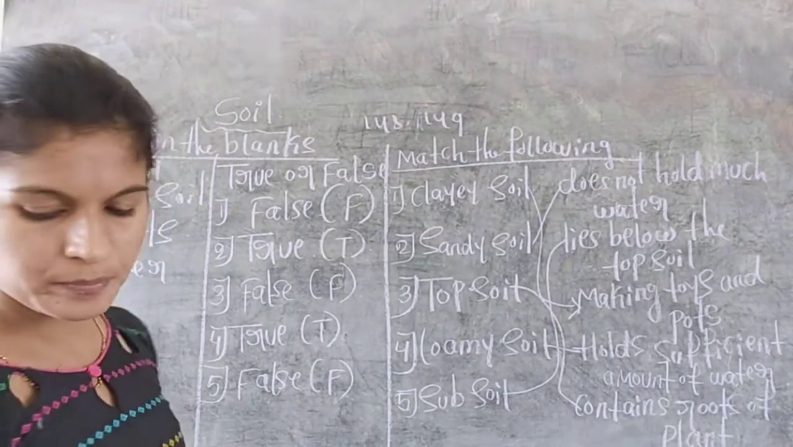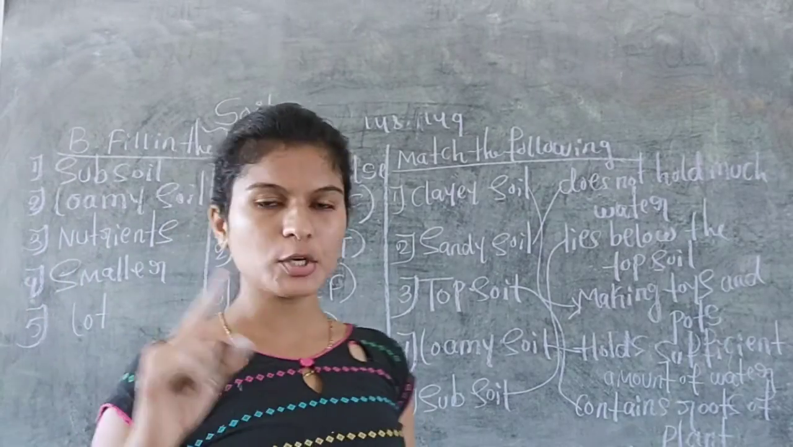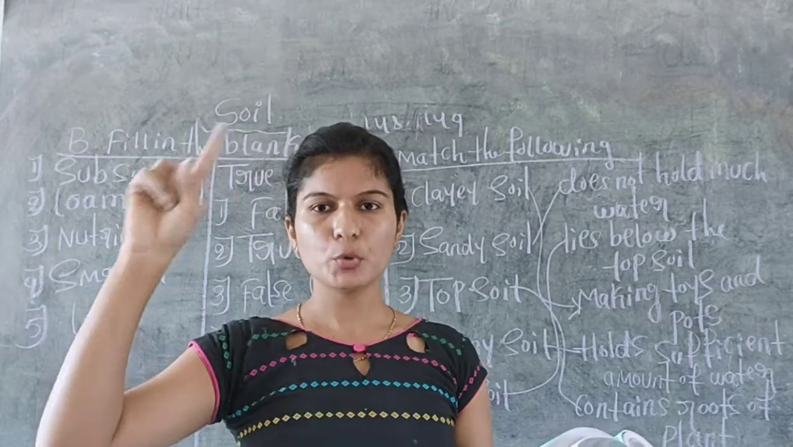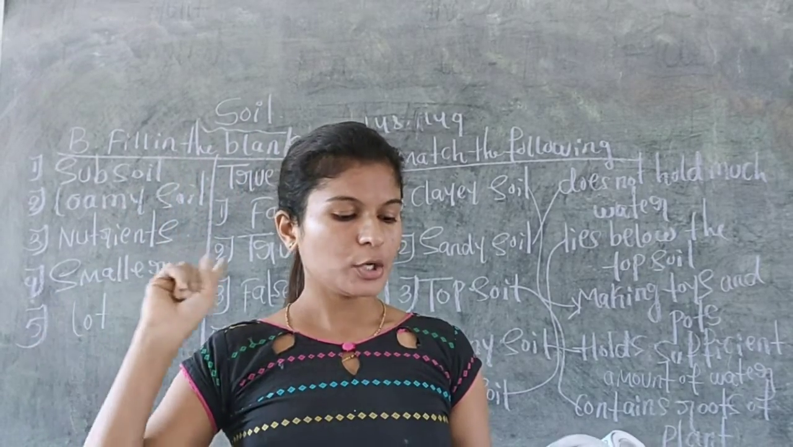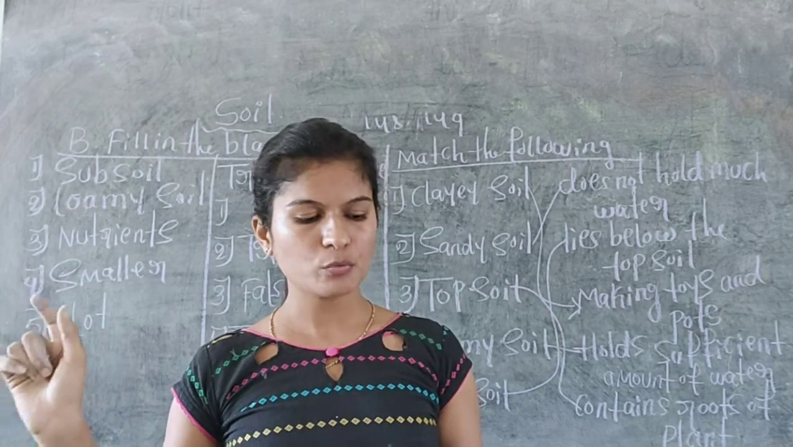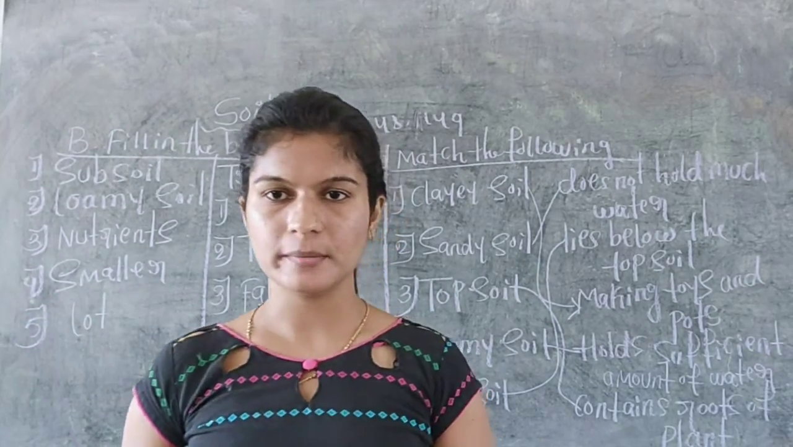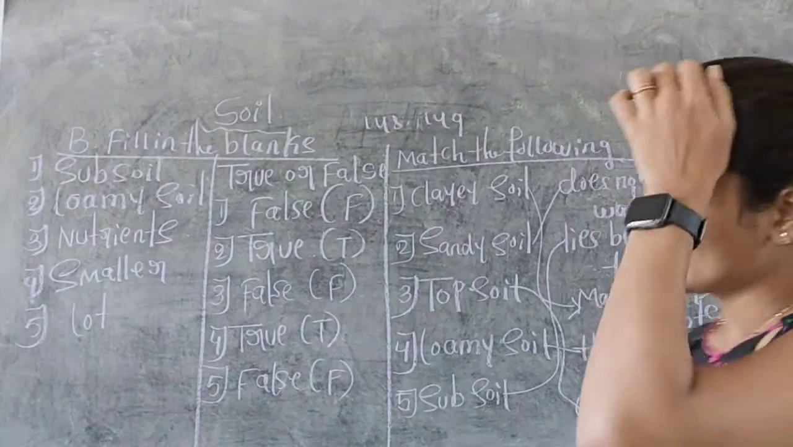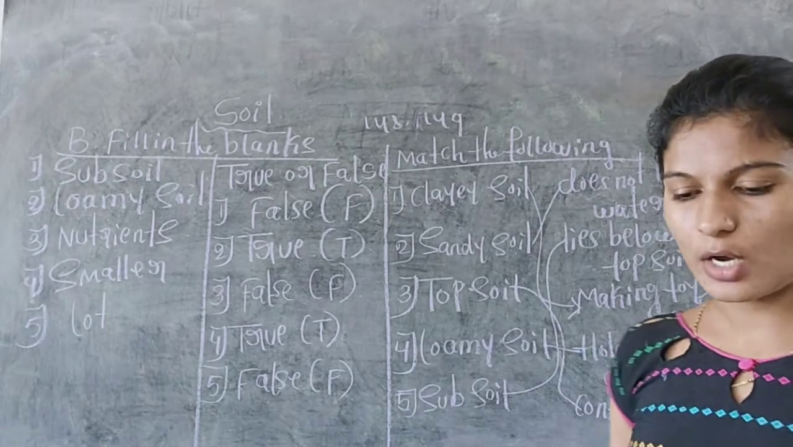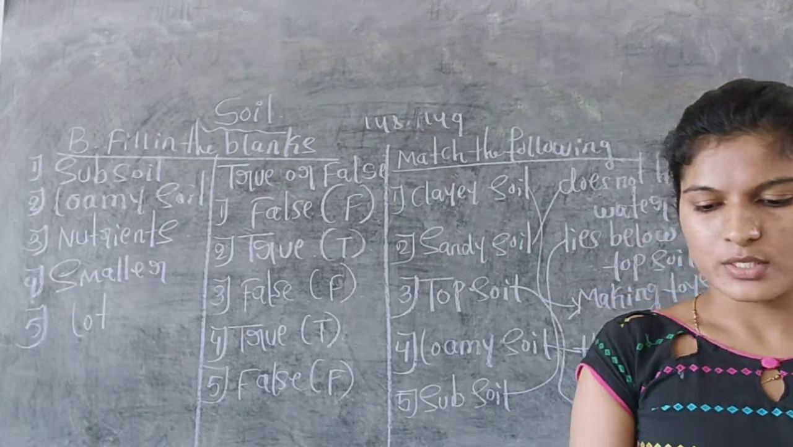This is the match of the following. Clay soil, making toys and pots. Sandy soil doesn't hold much water. Top soil contains roots of plants. Loamy soil holds the sufficient amount of water, and subsoil lies below the top soil. Okay, so these are the fill in the blanks, true or false, or match the following. Write down. Next we are going to discuss the answer the following questions.